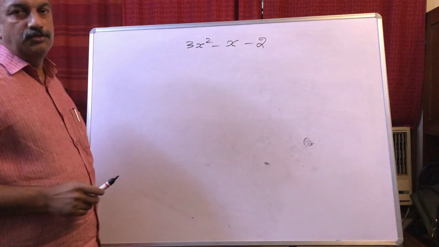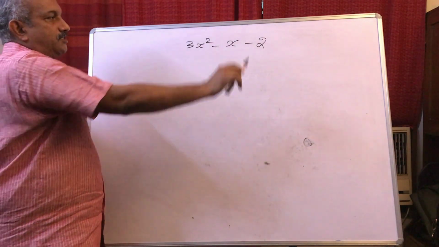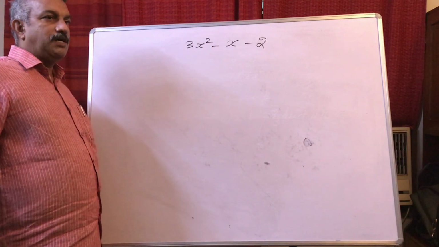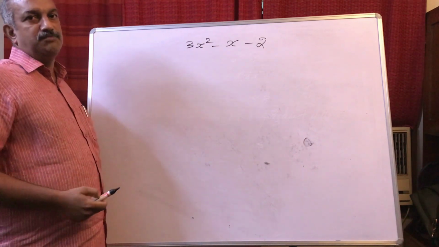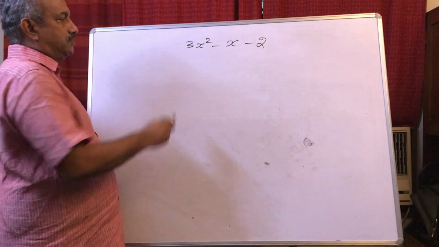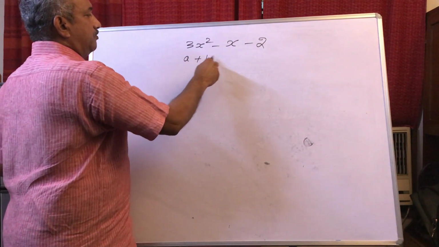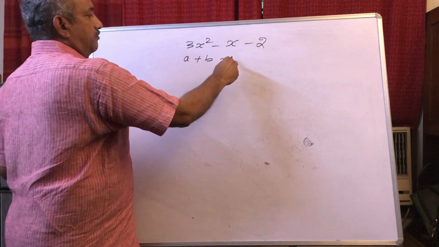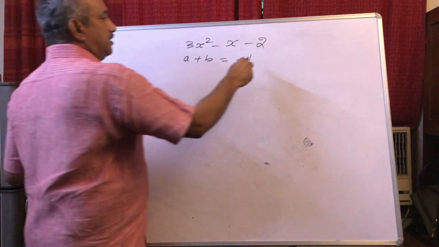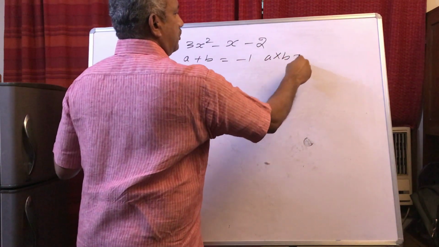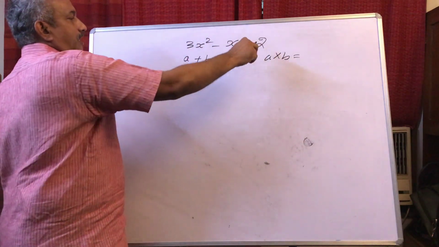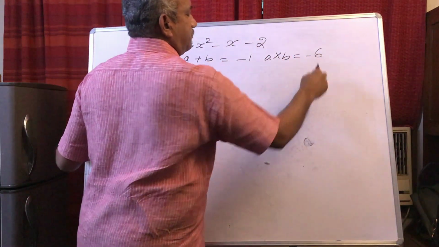So again we'll use splitting the middle term, but in this case you cannot write the answer directly. You have to do the actual splitting of the middle term and find the answers, because the answer can be in fraction also. So what you have to do is find two numbers, a plus b equal to the coefficient of the middle term, that is minus 1, and a into b should be the product of the coefficient of the square of the variable and the last term, that is minus 6.